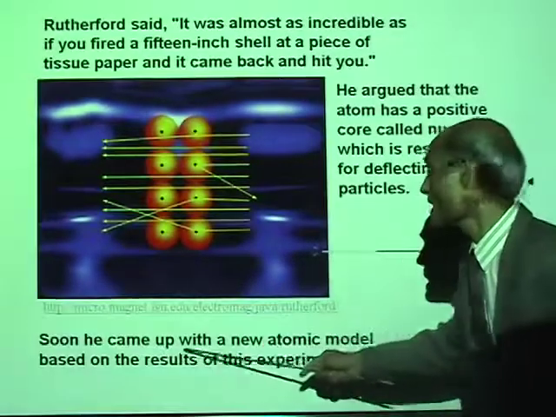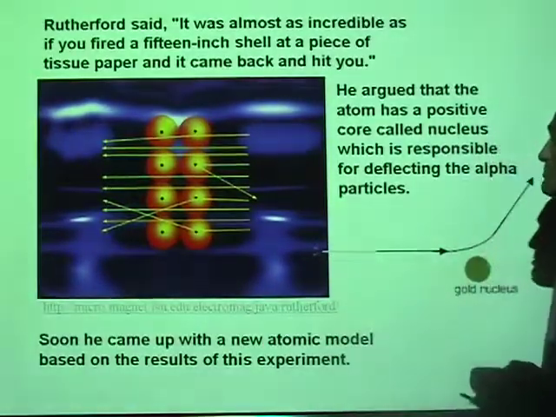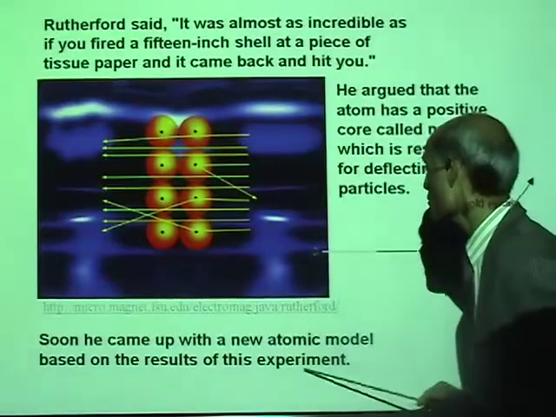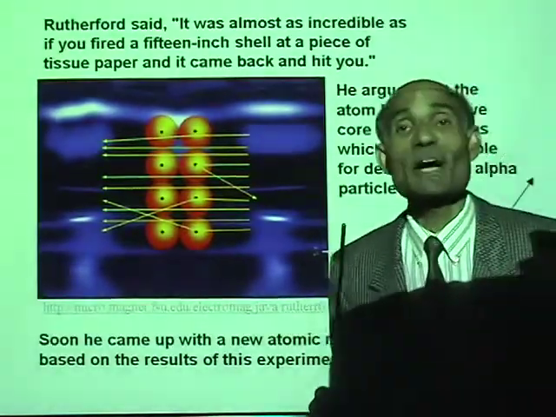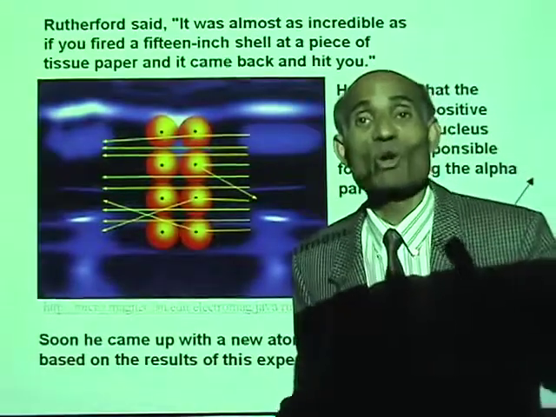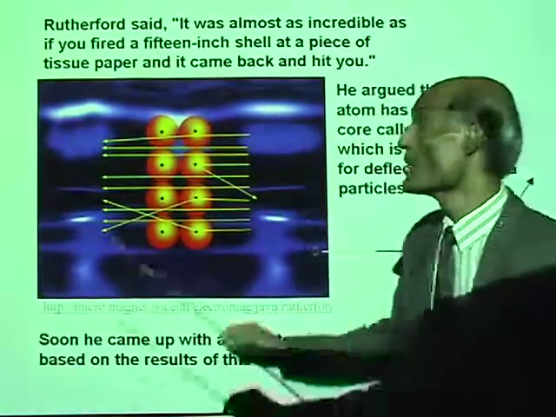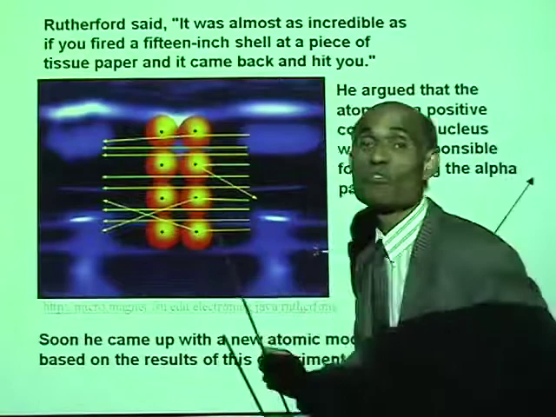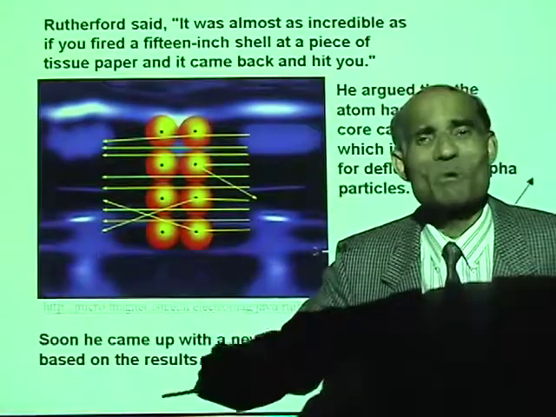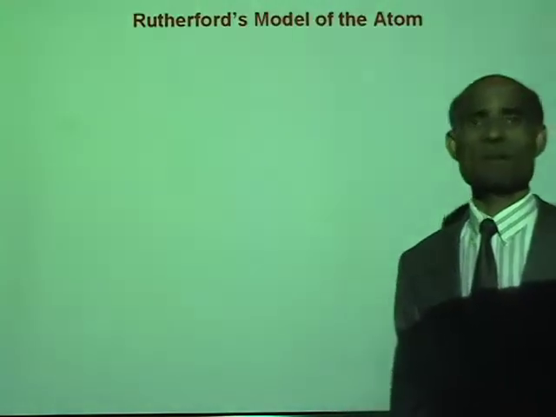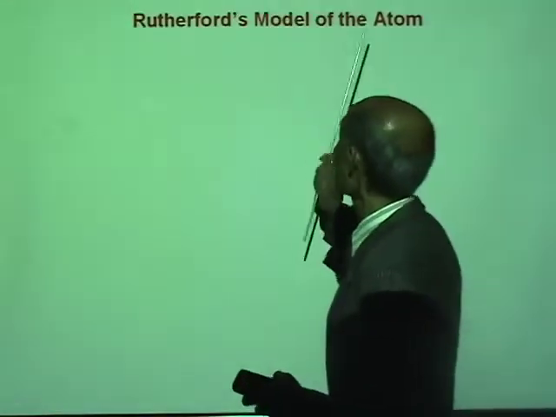Now, soon he came up with a new atomic model based on the results of this experiment. So, we are now going to look at the atom model put forward by Rutherford based on his famous gold foil experiment. I would like you to remember some of the details of these experiments. So, what is Rutherford's model?